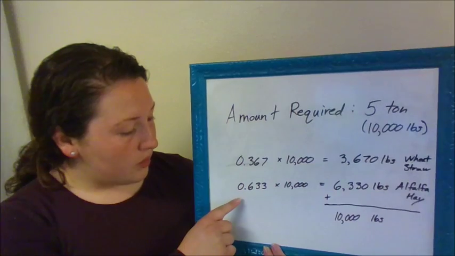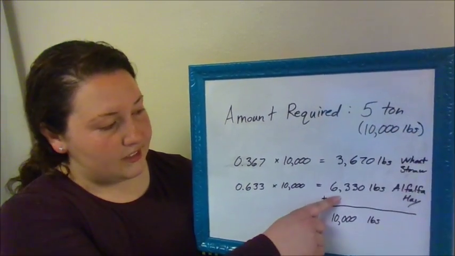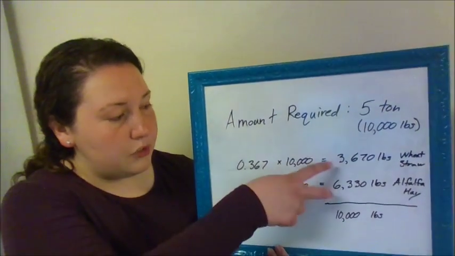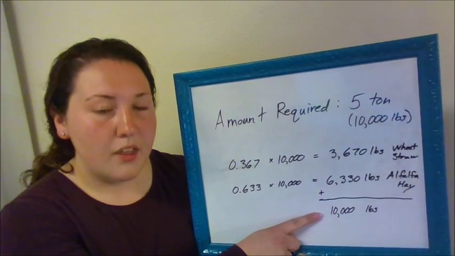Now, similarly, you'll take 0.633 times 10,000, and you get 6,330 pounds of alfalfa hay. Now these 2 numbers, when added together, equal your 10,000 pounds. That is your full ration.